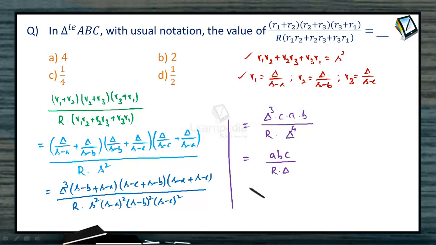But what is ABC by R into delta value? Yes, this value is simply 4. So what is the given expression? (R1 + R2)(R2 + R3)(R3 + R1) by R into (R1R2 + R2R3 + R3R1). The value is 4, which is present at option A.